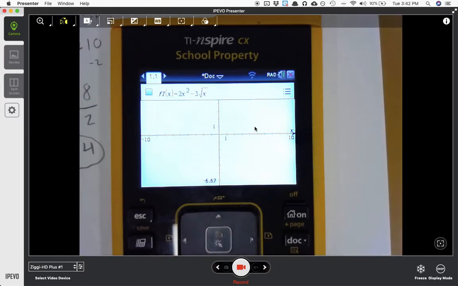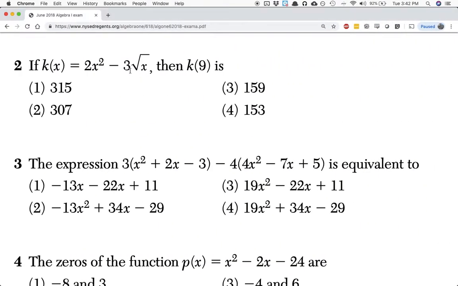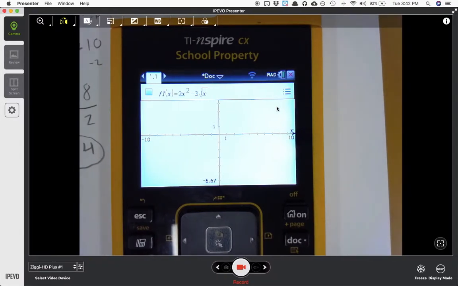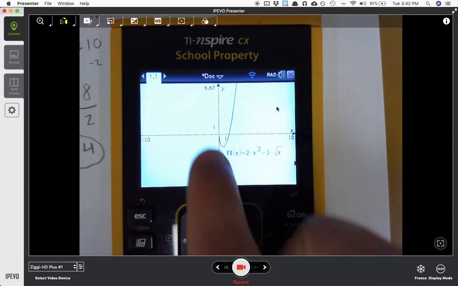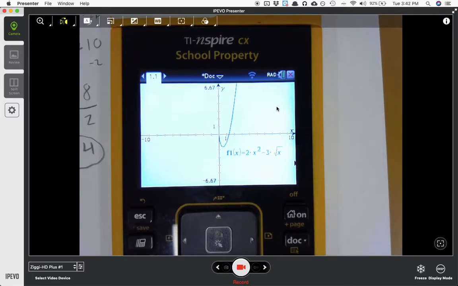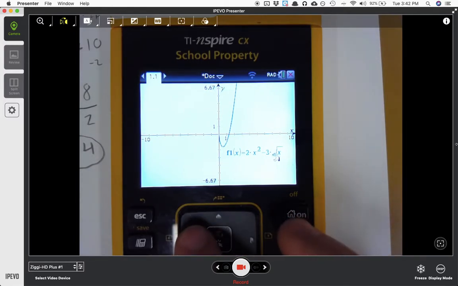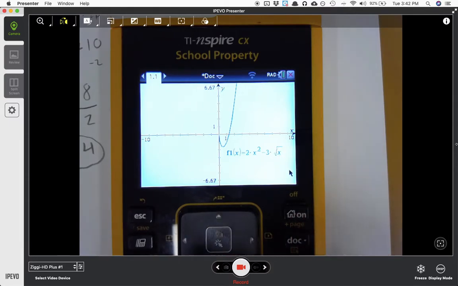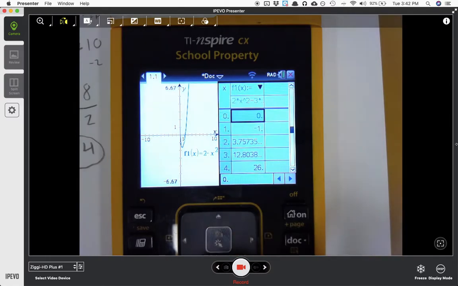Let me just check to make sure that that's right. X squared minus 3 square root of x. Yep. I can graph it. And maybe it'll show up as a picture. Maybe it won't show up on the picture because it just might be something that's totally off. But what you can do at this point is hit Control T, and you can get some values over here.